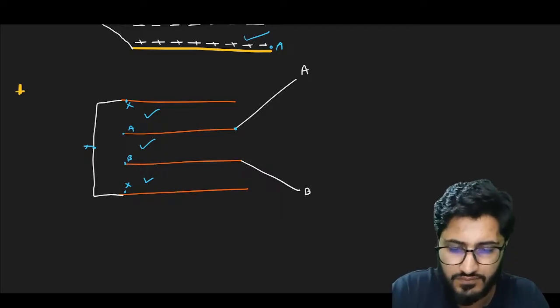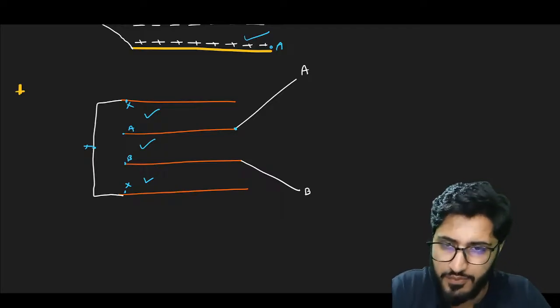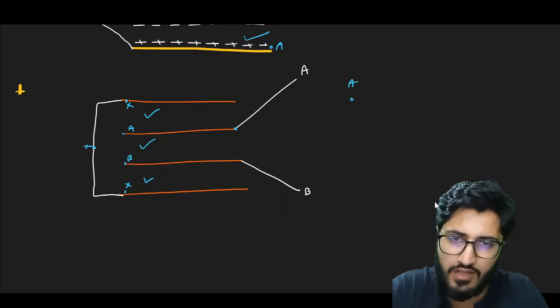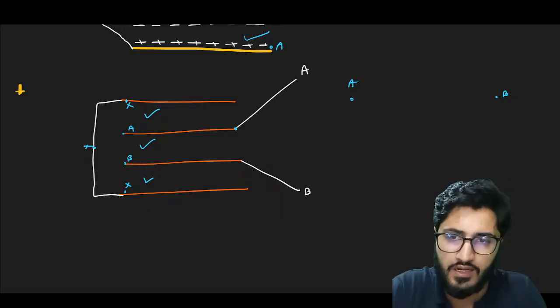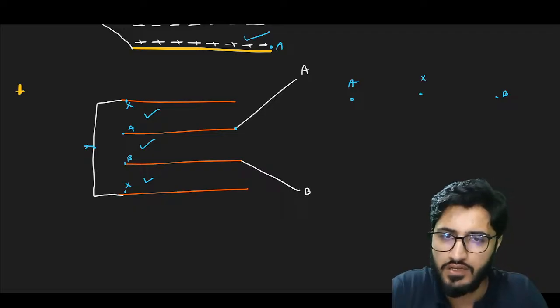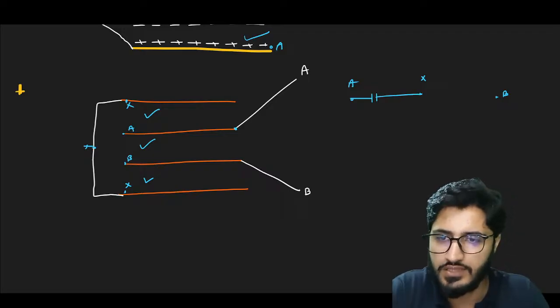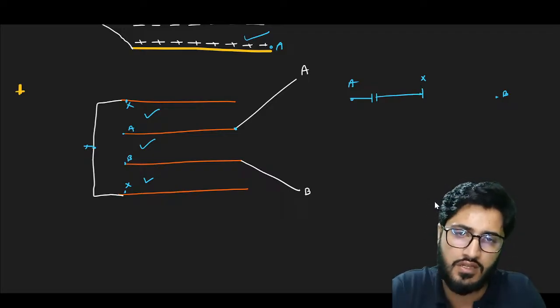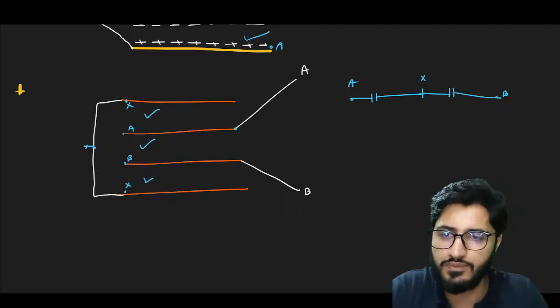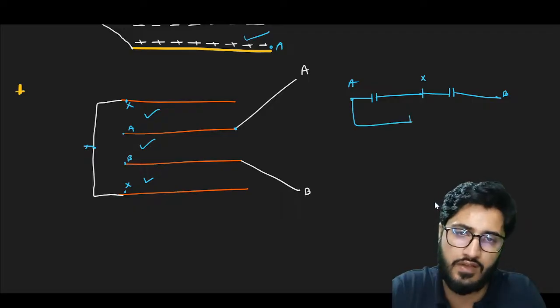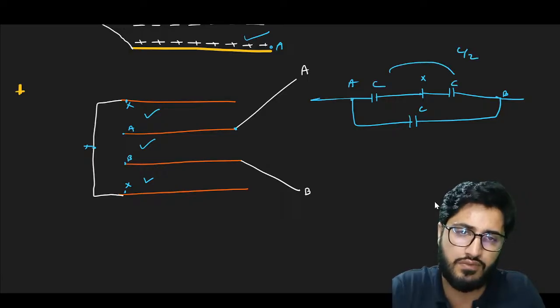Done? That means AX, A, BX. So we have extreme point A, extreme point B. Now here we have X, right? Between A and X we have AX, then we have BX, then we have BX one more. Then we have AX, BX, then we have AB, then we have AB. Okay. If this is C, this is C, this is C, so C into C, that is C by 2.